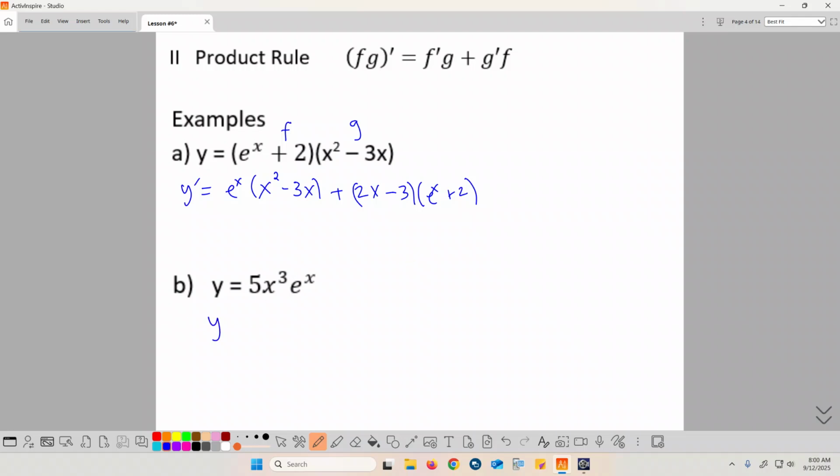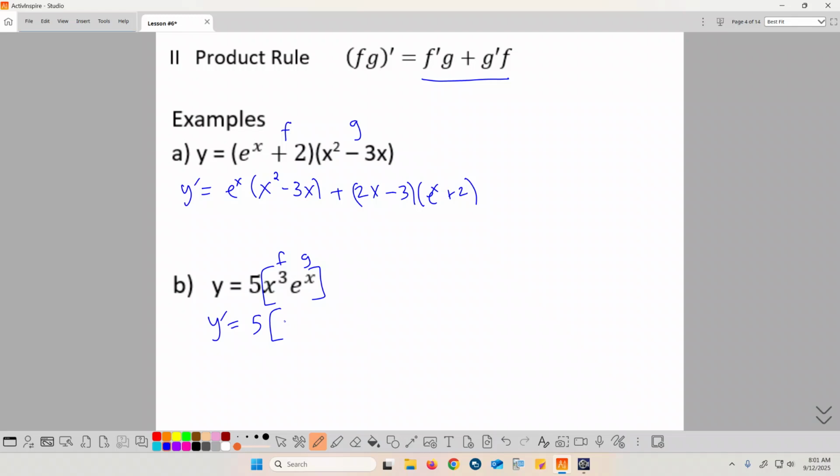Let's do another one. This one here would be y prime, and we're going to just do the product rule. Now, this 5 is like a constant, so I'm just going to be taking out that 5, and then I'll use the product rule all up in here. Whatever I get, I'll just distribute 5 at the end. So this is going to be my f, this x cubed, e to the x will be my g, and I'm just going to follow this product rule that I have at the top of the screen.